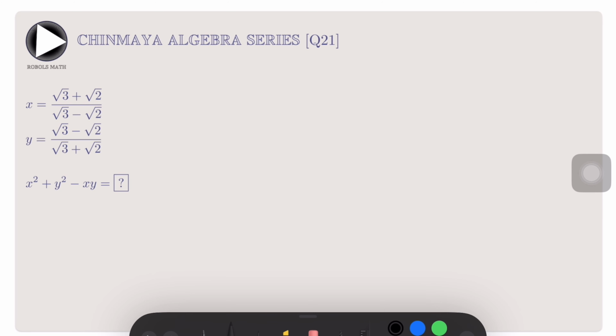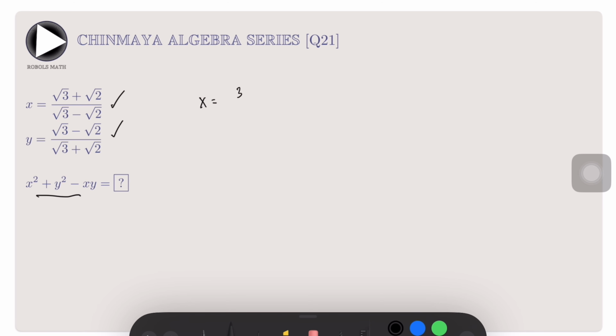This is episode 21 of our Chinmaya Algebra series, and for this video, we are looking for the values of x and y as ratios of some radical expressions. We are looking for the value of x squared plus y squared minus xy. There are many ways of doing this, and I suggest you try to find something that fits your skills. But personally, I prefer simplifying first the value of x and y.